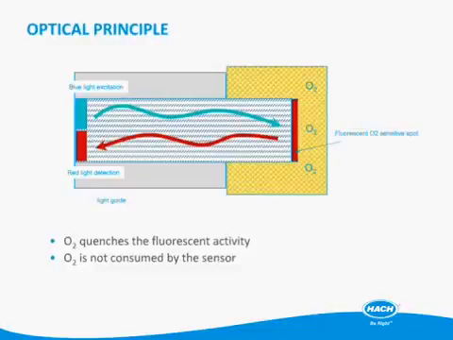When we talk about optical sensors, we're talking about an optical principle where O2 quenches the fluorescent activity of a polymer matrix. The oxygen permeates into the polymer. We hit that polymer with a blue light that excites the fluorescent material, and we get a red response back to the sensor. Essentially, we're flashing light into the fluorescent material to make it fluoresce. The O2 quenches that fluorescence, and we measure the response back on a detector.